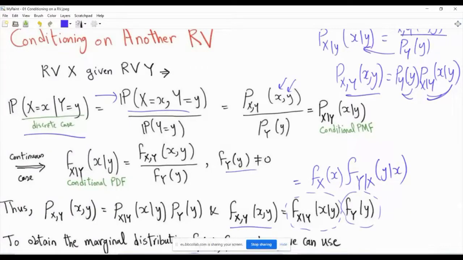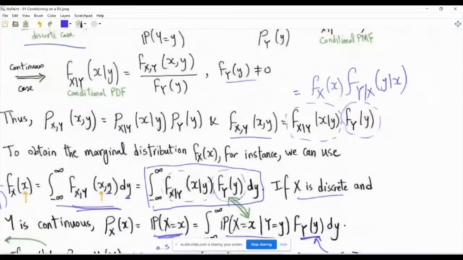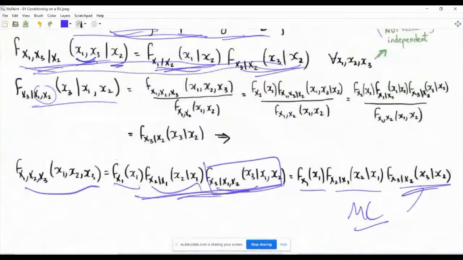So you write down something over something. Upstairs, the numerator, is the joint. Denominator, basically the PDF of the variable you are conditioning on. Okay, so this idea you can basically generalize. So go back here. What is the conditional PDF of x3 given x1 and x2?